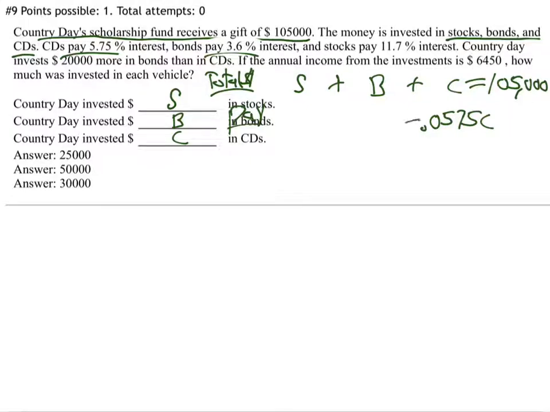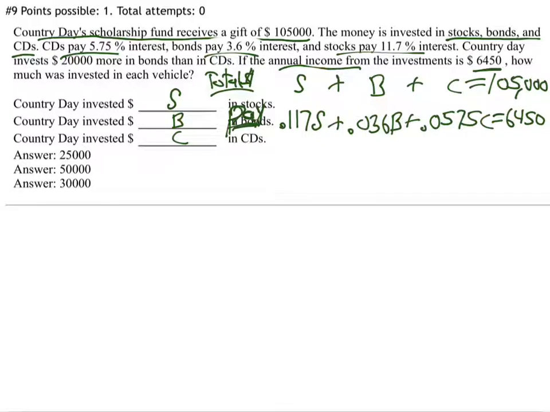So we'll move the decimal back 2 places, 0.036B. The stocks pay 11.7, so that's 0.117S. And that all adds up to equal the annual income, what they get paid, their income, which is $6,450.